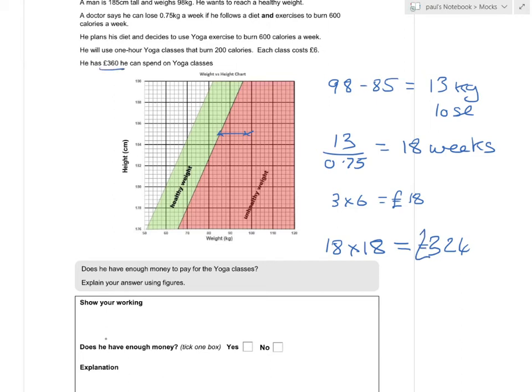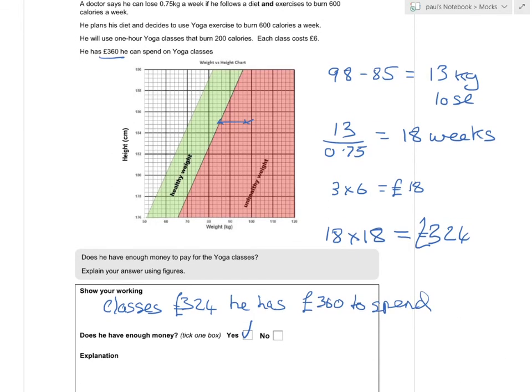Oh yeah, he can do it, yeah? Does he have enough money? Yes. So classes are 324. He has 360 to spend. That's fine. He's made it.